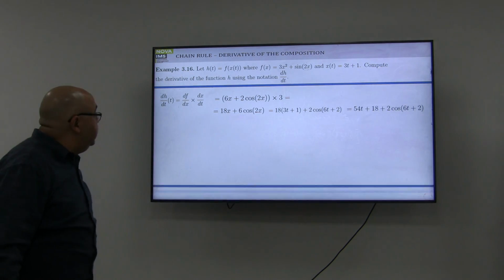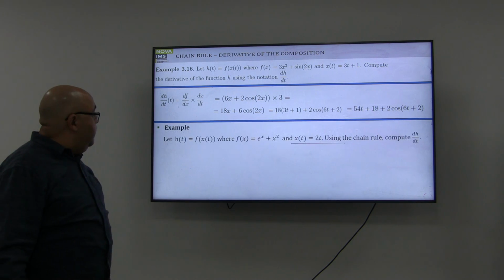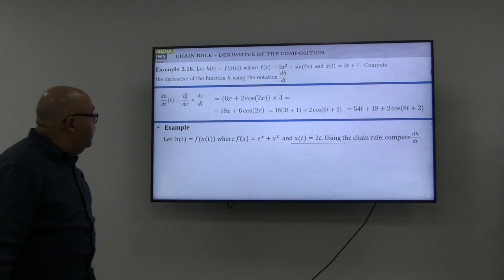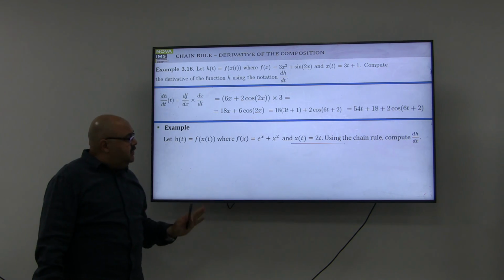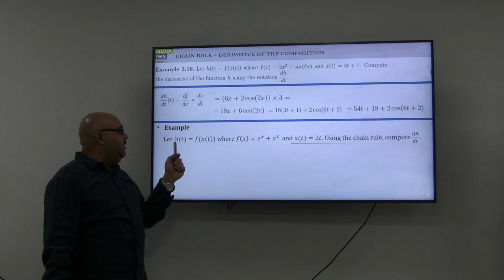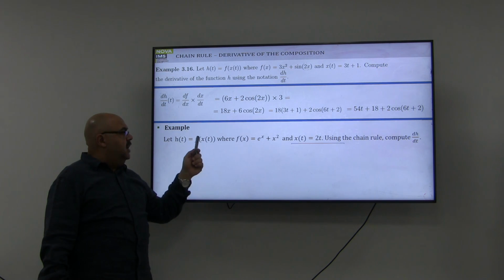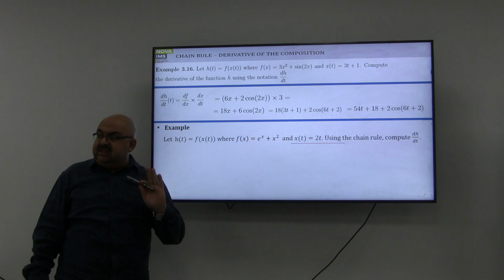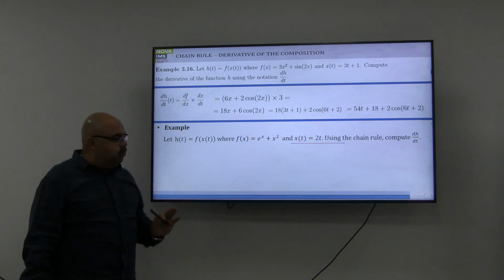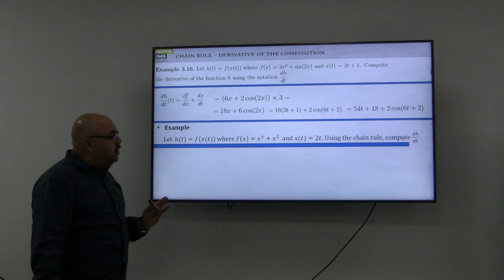In a similar manner, you can find plenty of problems like this one too. It wants you to find, the same way, dh by dt for the function where h is given as a function in x and x is a function in t, as you can see. So it's exactly the same rule. Once more, I have to be sure about the variables.